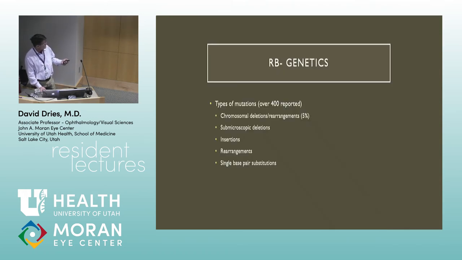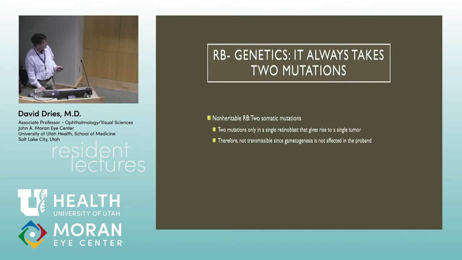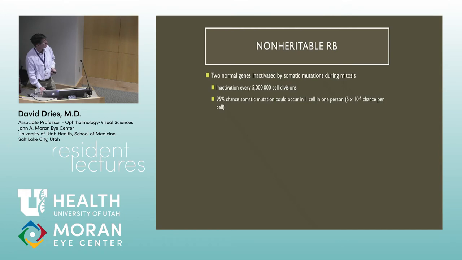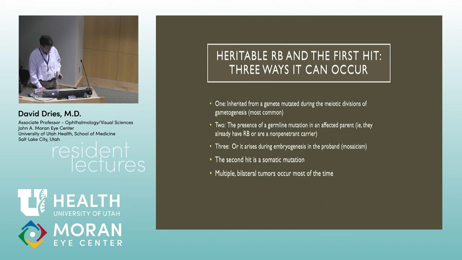So there are all kinds of different mutations, and it always takes two mutations. And I just described non-heritable retinoblastoma. Okay? It always takes two hits. Both genes have to be mutated. This happens by random chance because of the number of mitotic cell divisions during retinal development. So you understand the molecular genetics and that at a genetic level, this has to be both genes, autosomal recessive, in a cell for the cell to become a tumor, right? Well, with heritable retinoblastoma, the empiric risk, you're right, Brad, 6%, right?